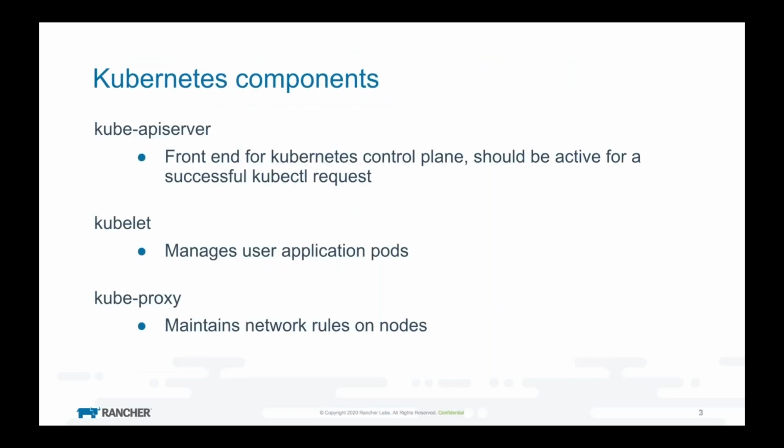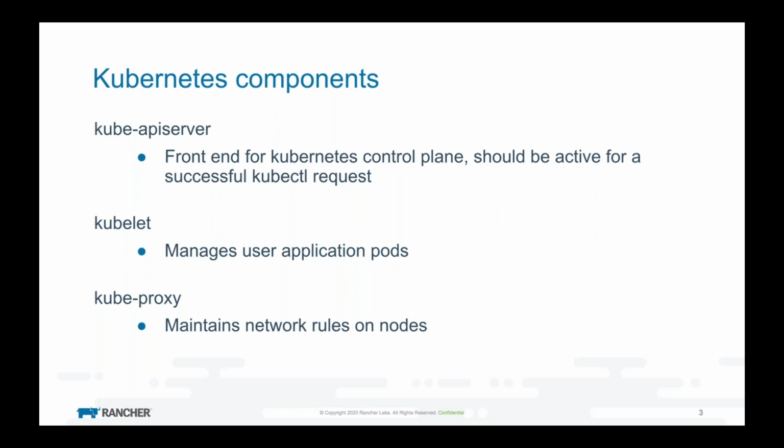Now, among these Kubernetes components, I just want to talk a little more about these three. The Kube API server is the front end for your Kubernetes control plane. When you do a kubectl request, that Kube API server is what will respond back to you. So it should be active for a successful kubectl request.